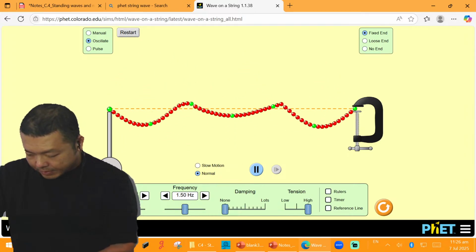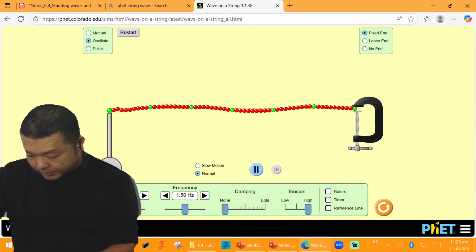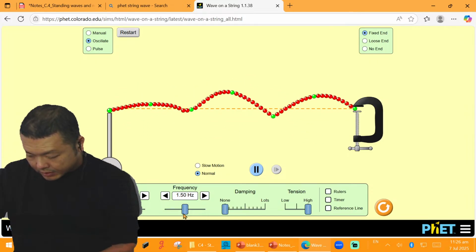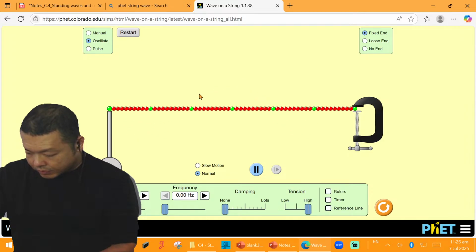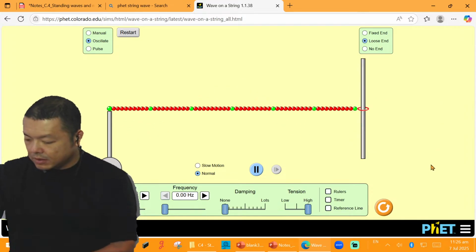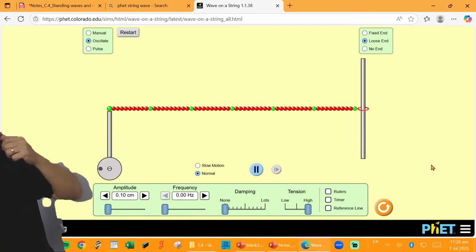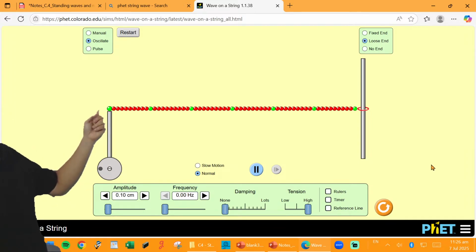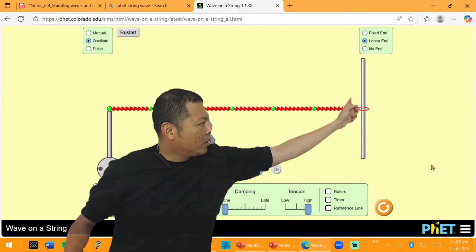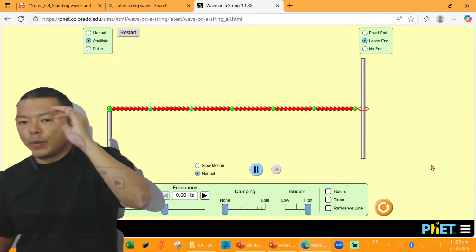I need to reduce the amplitude. I need to reduce it down to 0. Start. Okay, so this is how one end fixed, one end open for a string wave looks like.